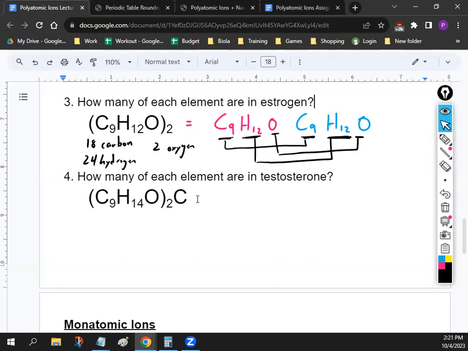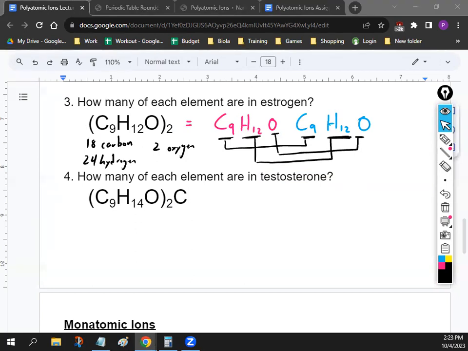All right, so let's see if you guys got it. I'll give you guys about a minute or so. I want you guys to copy down this formula and figure out how many of each element there is in testosterone, which is the male sex hormone. So take a second, see if you guys can count up how many of each element there are in testosterone, and then we'll go over it together, okay?